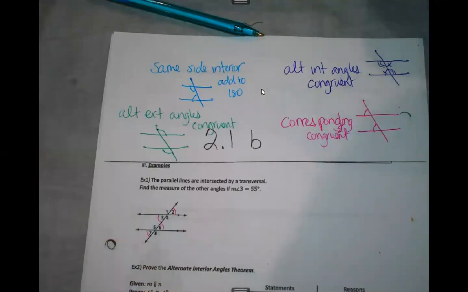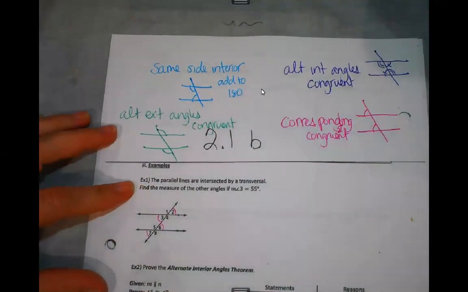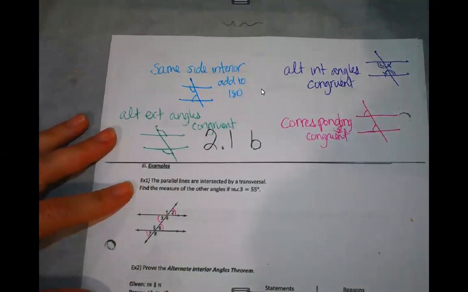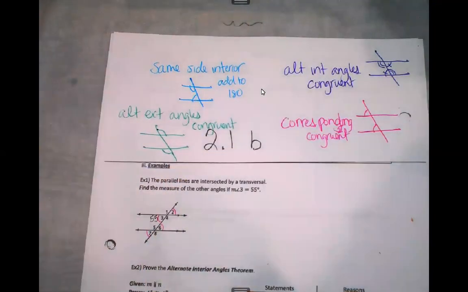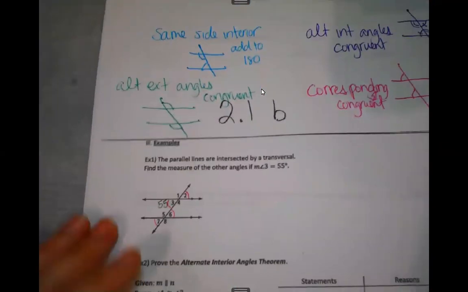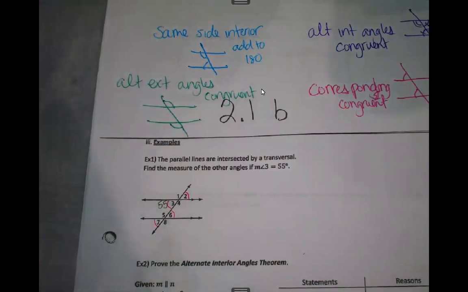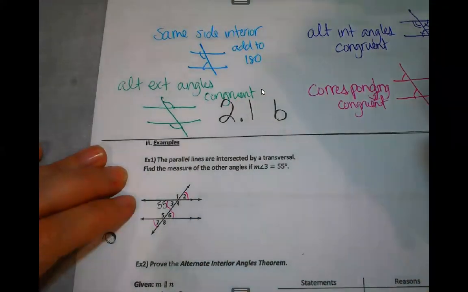I only marked up a couple, but I am gonna mark up more. The parallel lines are intersected by a transversal. Find the measure of the other angles if the measure of angle 3 is 55 degrees. What I'm going to do is I'm going to go through and I'm going to zoom in really well, first of all. Okay. Now, if angle 3 is, oh, don't forget about vertical angles, you guys.